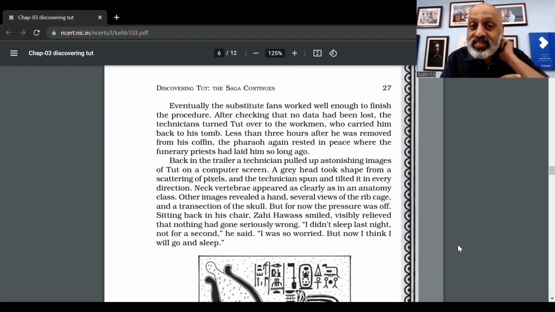Neck vertebrae appeared as clearly as in an anatomy class. Other images revealed a hand, several views of the rib cage, and a transection of the skull. But for now, the pressure was off because everything was proper. And sitting back in his chair, Zahi Hawass smiled, visibly relieved that nothing had gone seriously wrong. He said, I didn't sleep last night, not for a second. I was so worried, but now I think I will go and sleep.